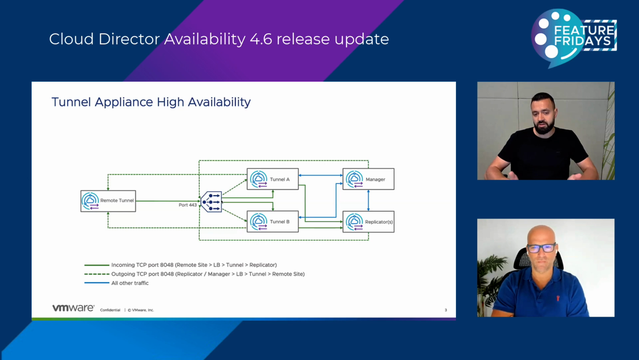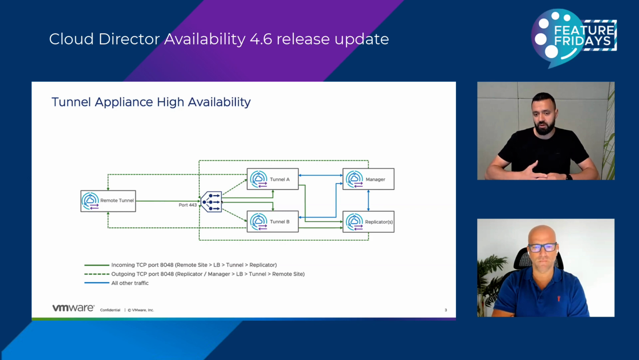And same goes for the outgoing traffic, where all the outgoing replication traffic, if this site is source for replication, will be pointed again to the load balancer, not directly to the tunnels, as the load balancing capability will be used.